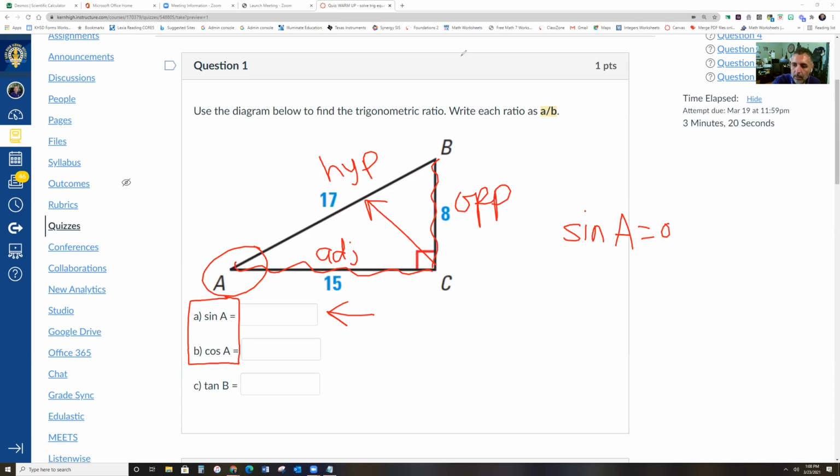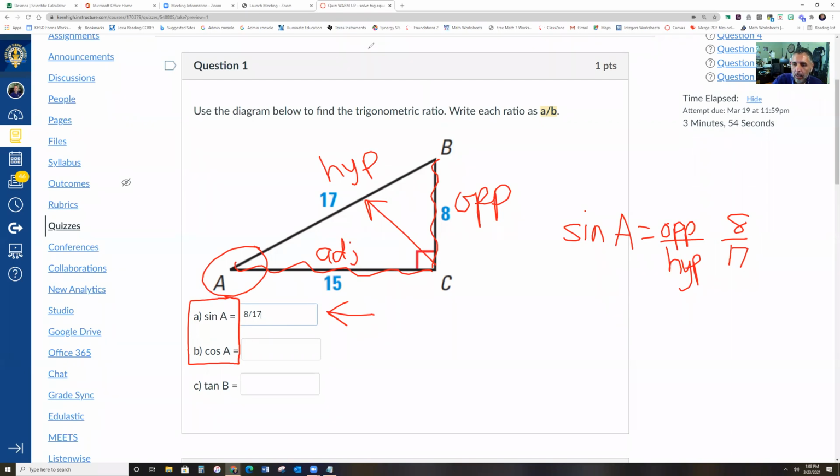Well, sine is opposite over hypotenuse. Opposite is 8. And then the hypotenuse is 17. Right? Here's opposite. Here's hypotenuse. 8 over 17. Now when we type it into Canvas, we're just going to type it like this, 8 over 17. Okay. And then let's move on to cosine.